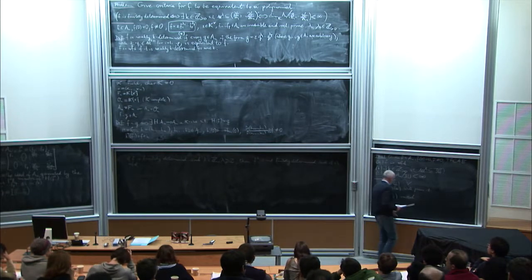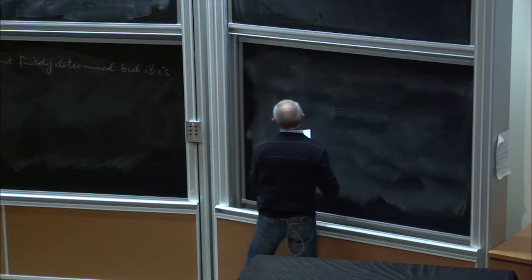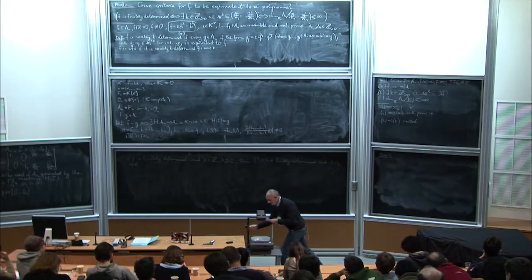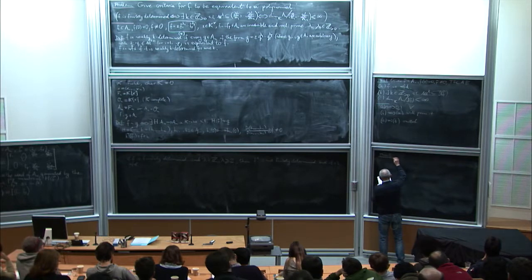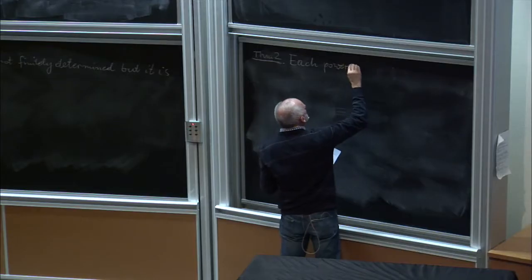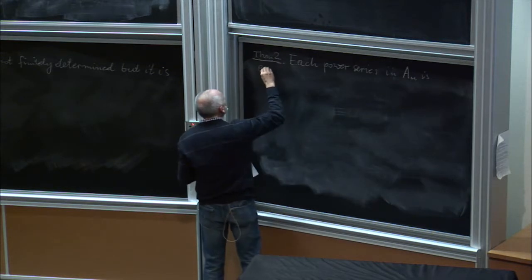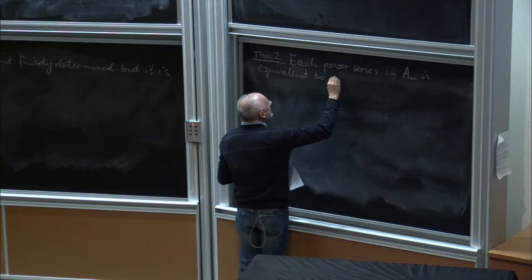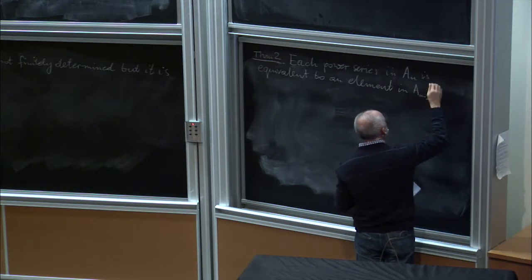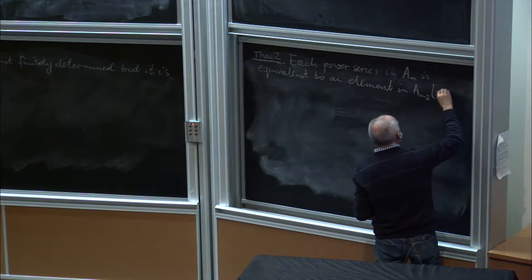All right, so that is the first theorem, and I will postpone the proof a little bit and state the second theorem. Theorem 2. Each power series in A_n is equivalent to an element in A_{n-2}. So we take power series in variables x1 up to x_{n-2} and take the polynomials in the remaining two variables.